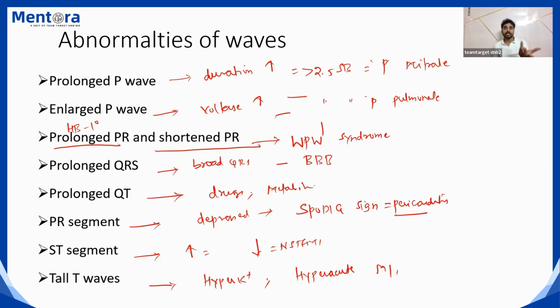If the PR interval is prolonged, yes, first degree heart block is there. Usually we miss this finding in the ECG, but you have to focus and go step by step. If the PR interval is shortened, you see only one thing, WPW syndrome, which we'll discuss now.